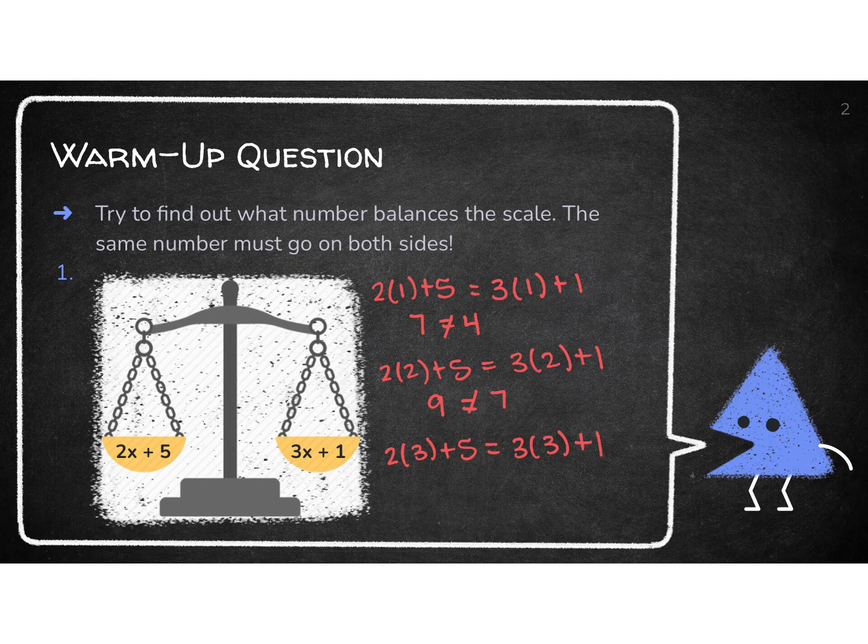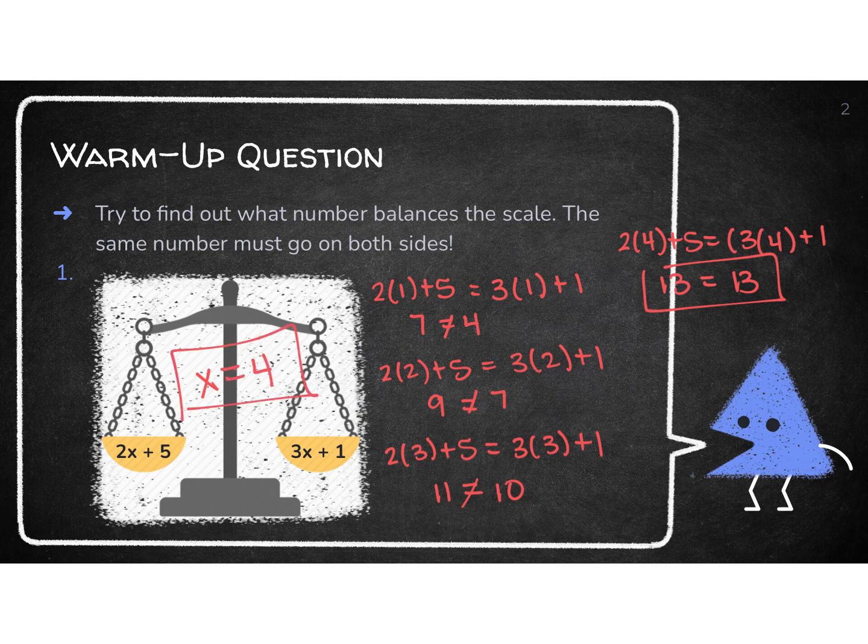So 2 times 3 is 6. Plus 5 is 11. 3 times 3 is 9. Plus 1 is 10. So that one still does not work. Let's try 4. 2 times 4 plus 5 is going to equal 3 times 4 plus 1. So 2 times 4 is 8 plus 5, 13. 3 times 4 is 12 plus 1 is 13. So these equal, which means that in this situation, x would equal 4.